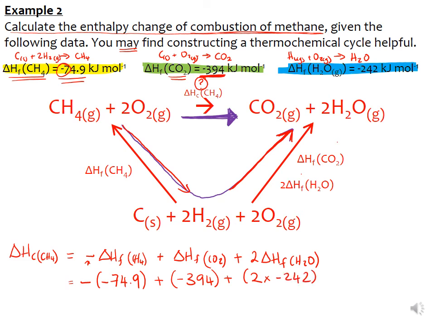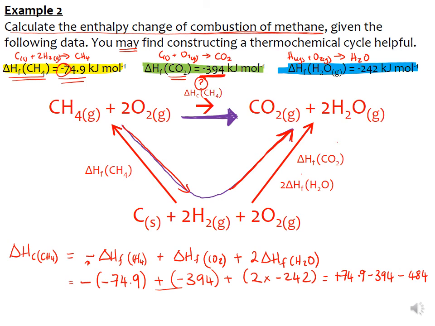Now, just to make that a little bit clearer, minus 74.9 would be plus 74.9. Minus 394, because we have plus minus would be a minus, and then we have plus 2 lots of minus 242. So 242 times 2 is 484, but we have a minus here because it's plus and minus.